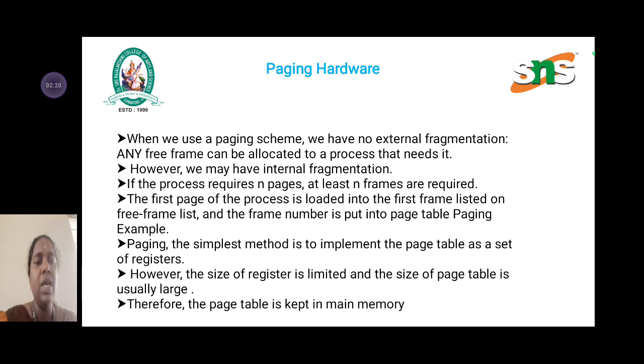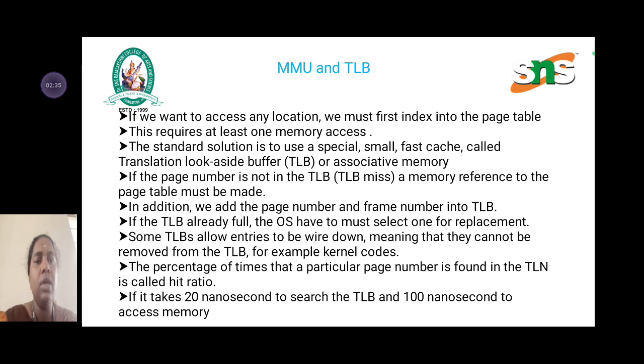The simplest method is to implement the page table as a set of registers. However, the size of registers is limited and the size of page tables is usually large. Therefore, the page table is kept in main memory. If we want to access any location, we must first index into the page table. This requires at least one extra memory access. The standard solution is to use a special small, fast cache called the translation look-aside buffer, or associative memory. If the page number is not in the TLB, a reference to the page table must be made.